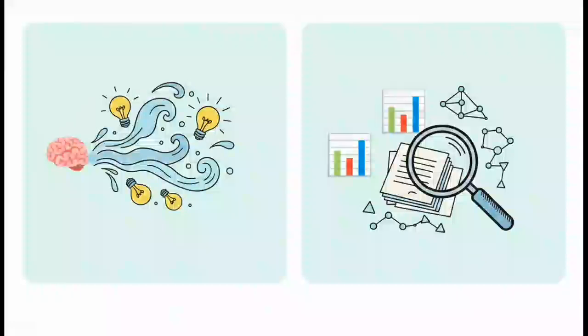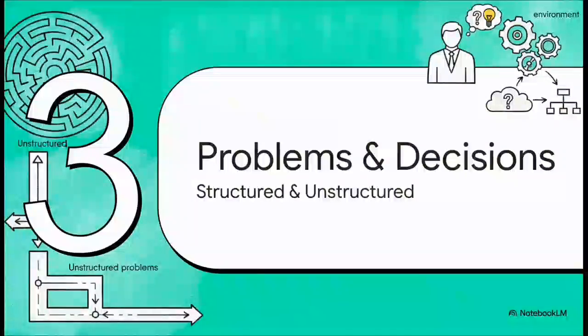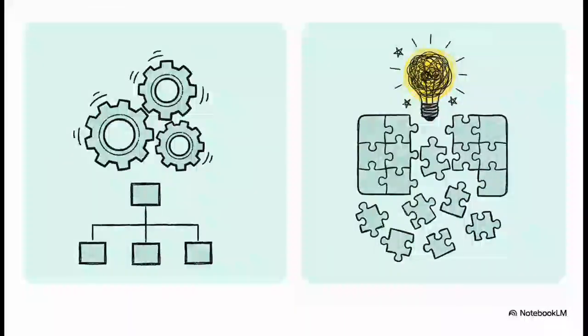Honestly, both of these engines are absolute must-haves in your toolkit. That brings us to section 3, types of problems and decisions. The environment you find yourself in totally dictates the kind of problem you're going to face as a manager. Throughout your career, you'll encounter structured problems needing programmed decisions. These are routine. Processing a standard customer refund, you just follow the established rules. Easy. But then you'll get hit with unstructured problems requiring non-programmed decisions.